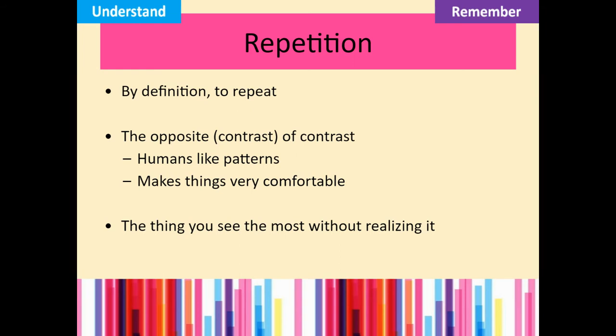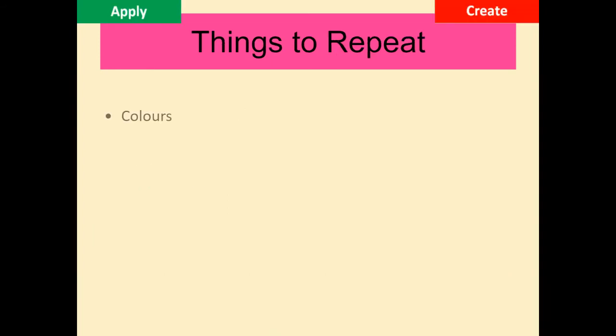And it's the same when it comes to desktop publishing. You want things to be in patterns and to make sense and not look uncomfortable. Repetition is the silent design element. So what things should we repeat? As I mentioned, colors can be repeated throughout a document, and that's extremely useful. We'll look at that later.